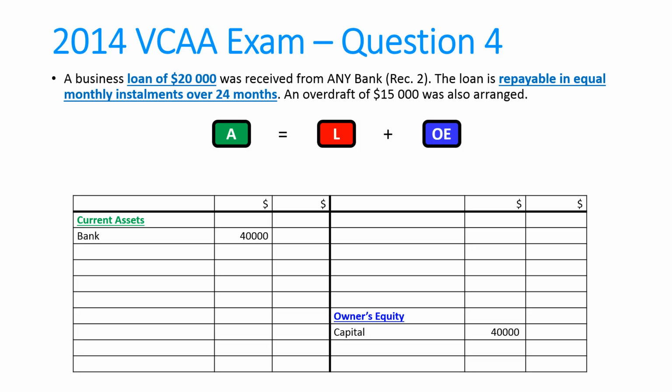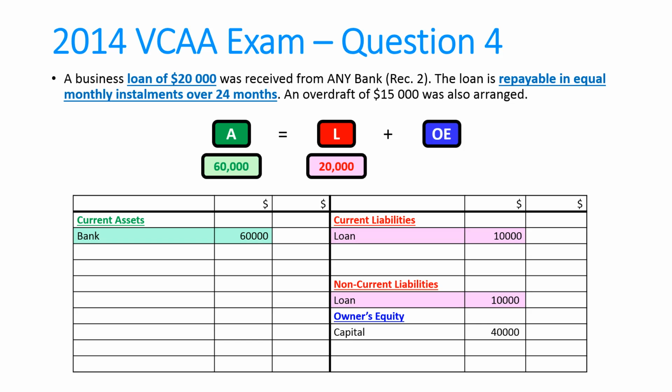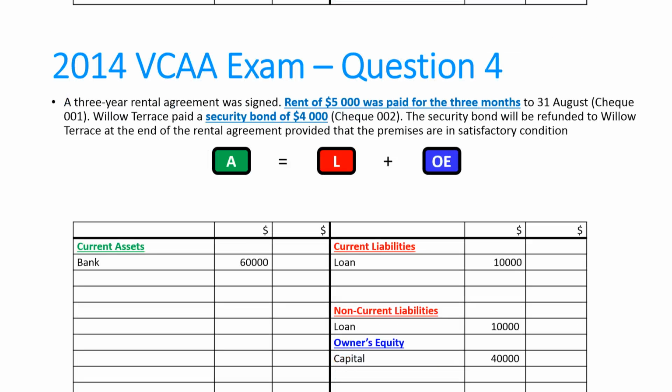The next transaction was the business took out a loan of $20,000 from a bank. First of all, we've got more money, so that bank figure needs to go up from 40 to 60. The loan is repayable over 2 years or 24 months, so we need to split that loan into current and non-current. Now we check: assets of 60, liabilities now at 20, owner's equity is 40, so our accounting equation balances.